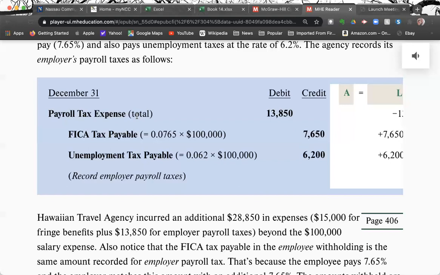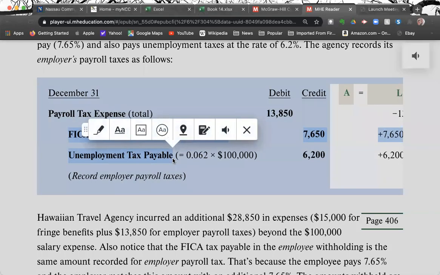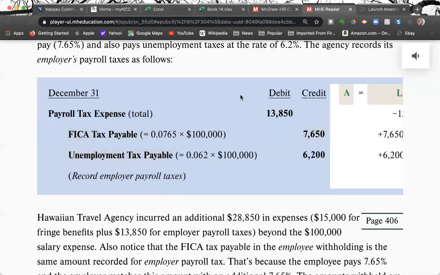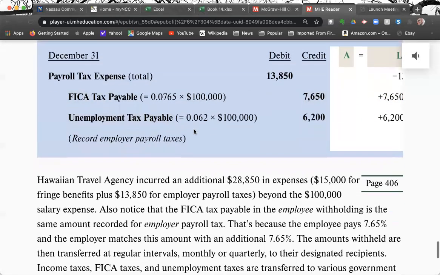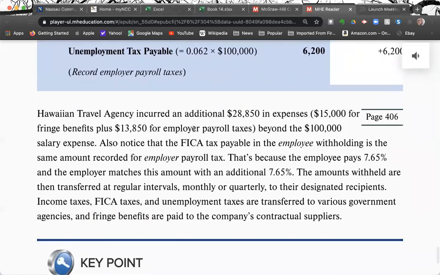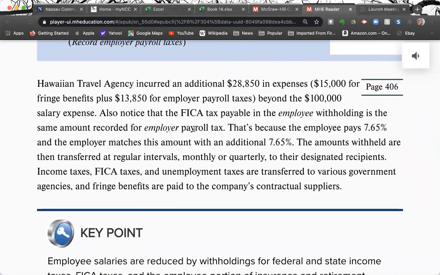So when you make this entry, you debit payroll tax expense, but you don't really know that number yet. You have to figure out these two amounts first and then add them together. And when you add them together, that's the debit to payroll tax expense. And eventually what'll happen is, over time, you're going to debit the liabilities and credit cash.